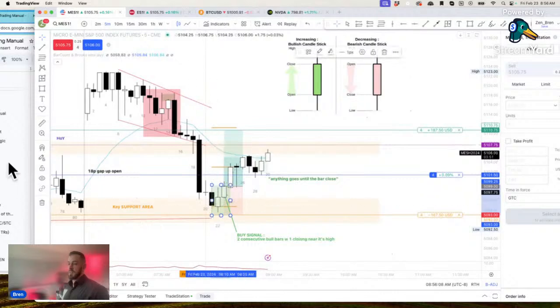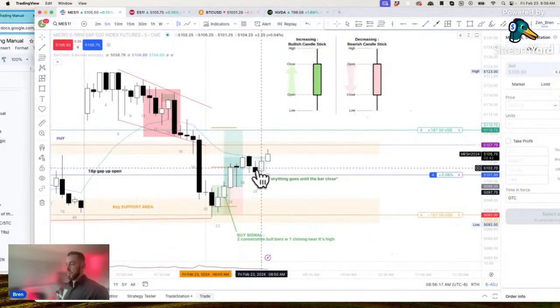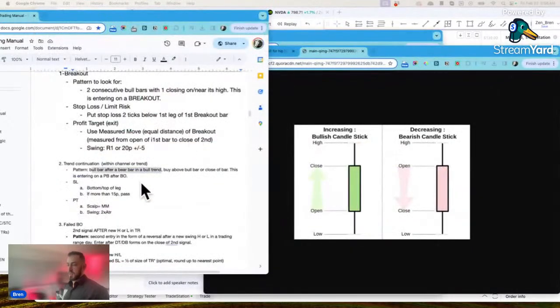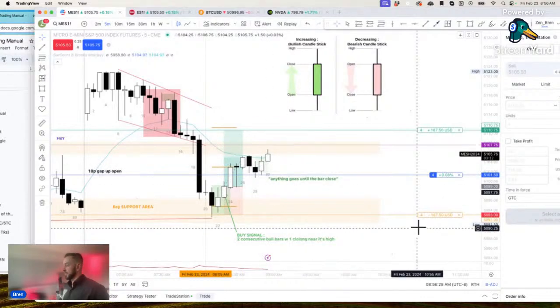And then check it out. 2, trend continuation. Bull bar after a bear bar in a bull trend. Right. So I had reason to add on here, and I did. Actually, I had it on a little bit before that.